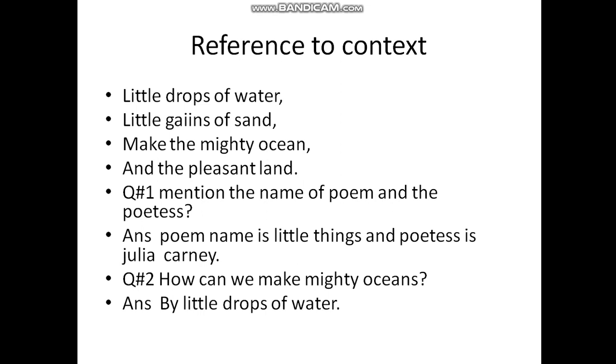Now question number 1, mention the name of the poem and the poetess. And the answer is, poem name is Little Things and poetess is Julia Carney. Question number 2, how can we make mighty oceans? And the answer is, by little drops of water. Okay, we can make a mighty ocean. So student, these are the notes of the 4th topic of your book, that is the poem Little Things.